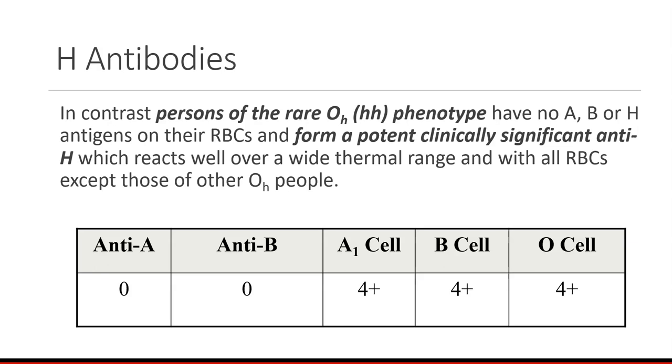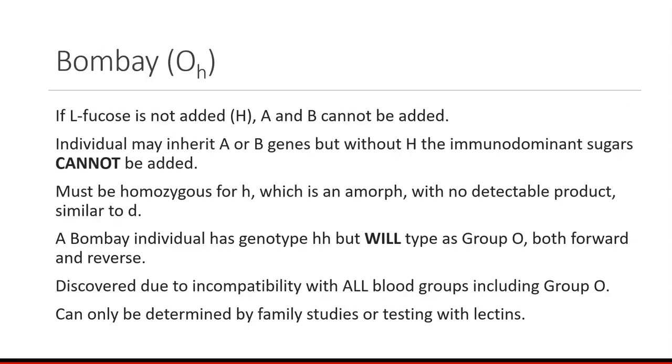So let's look and see what their reactions would look like. In the forward type, negative with anti-A, negative with anti-B, they're group O, right? No problem. Reverse type, positive with the A1 cell, yep. Positive with group B cells, yep. What's odd is they're 4+ with an O cell. If I am group O, I should not react with my own blood group, but they are. This blood group is known as Bombay, and it's written O subscript little h.